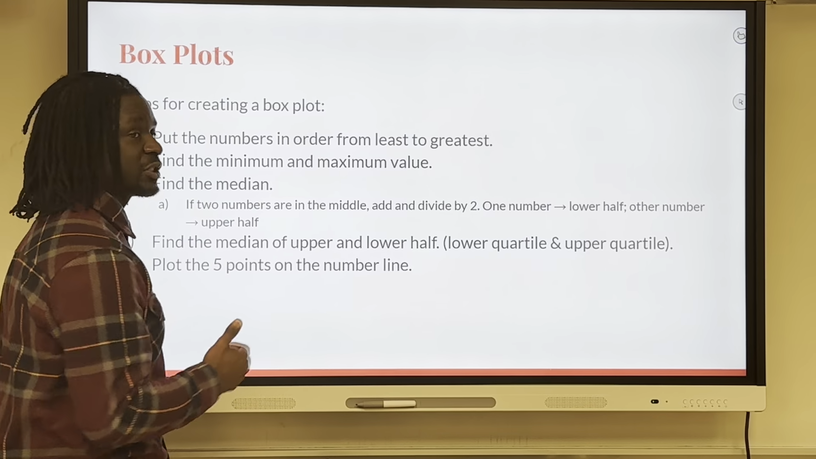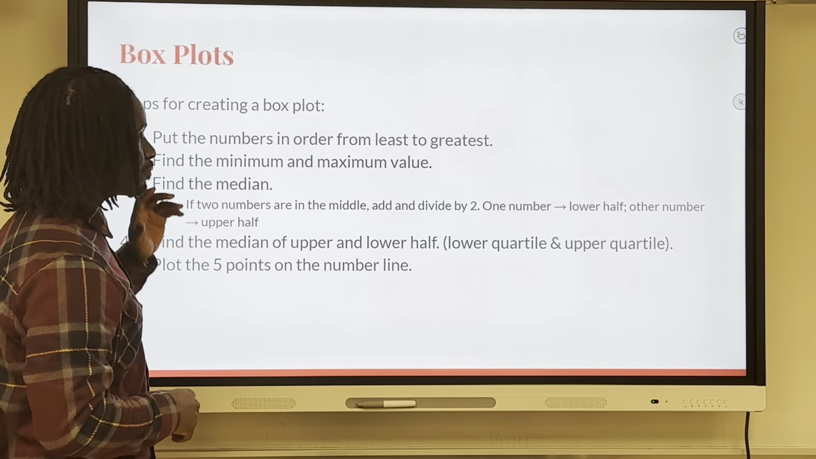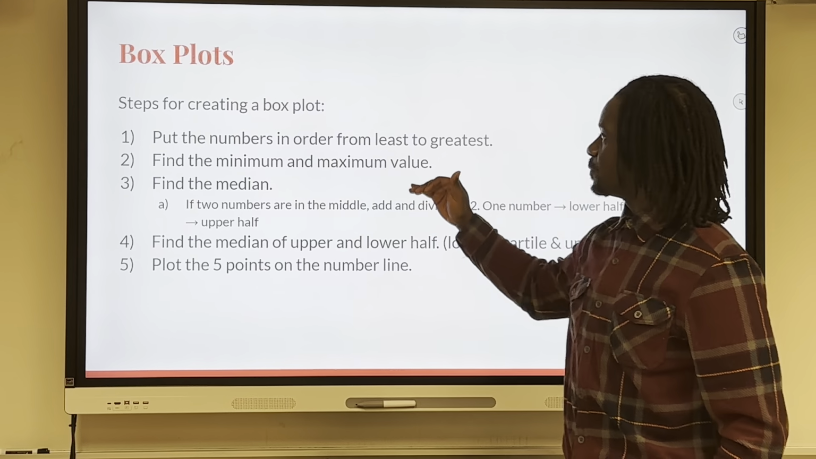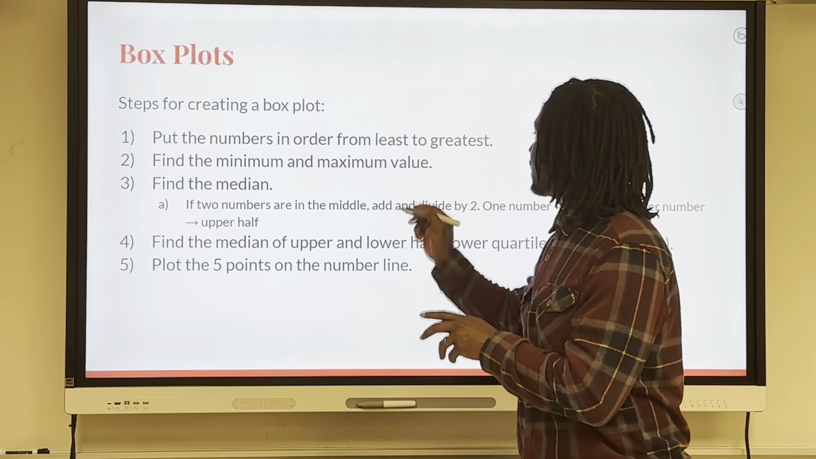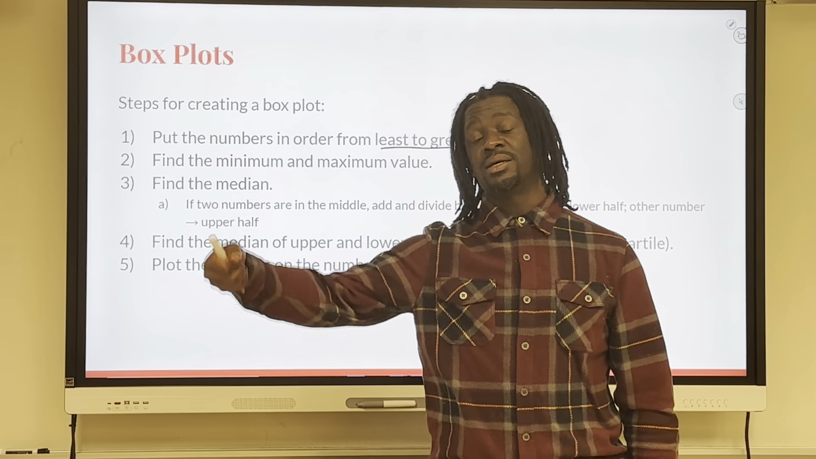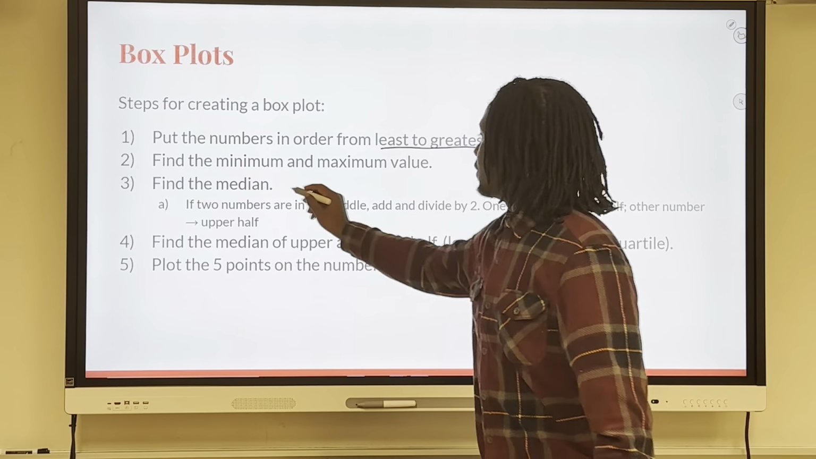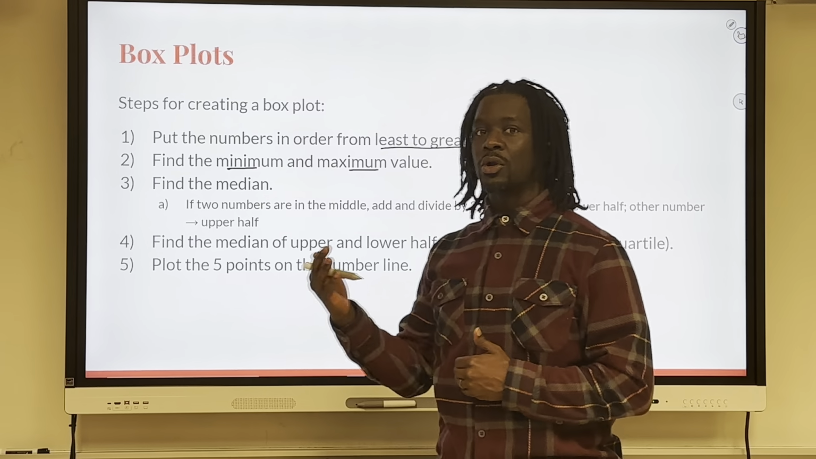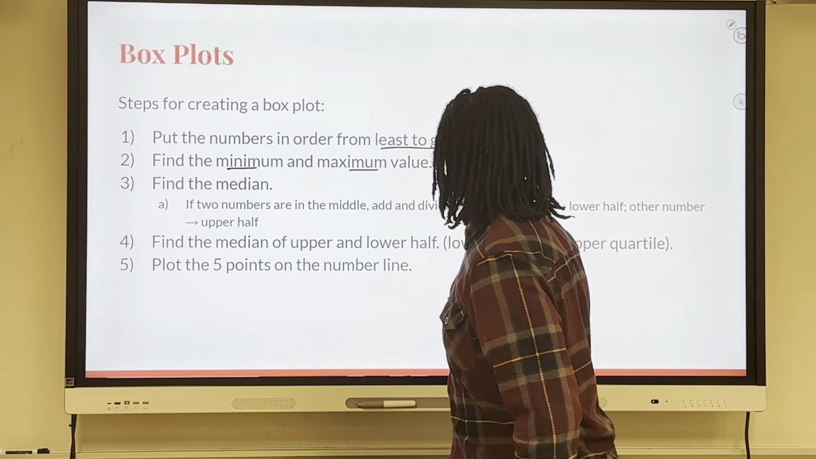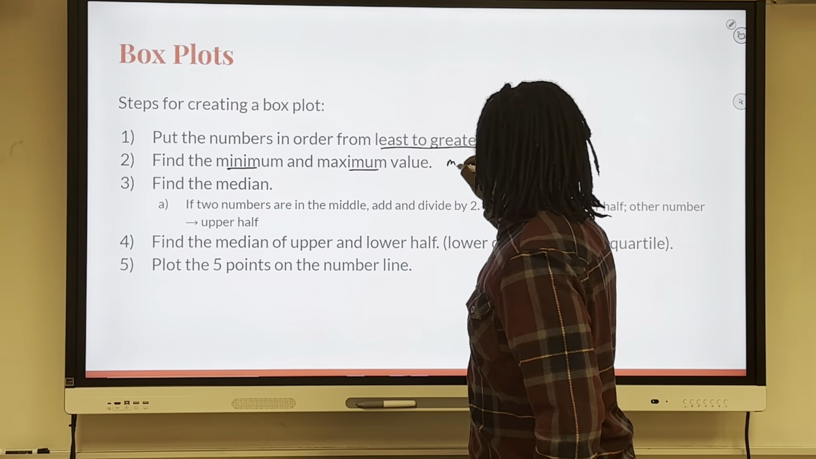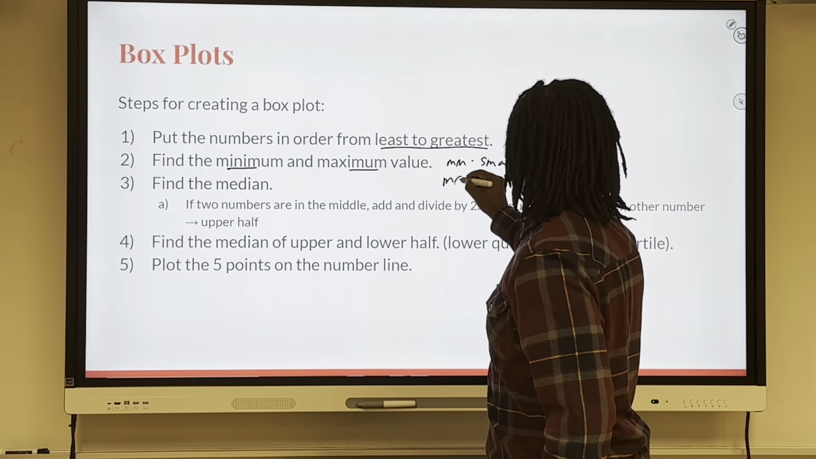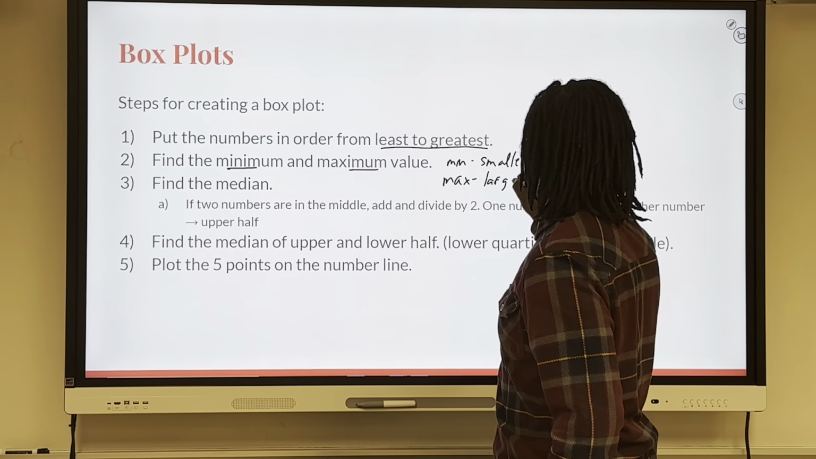For box plots, really quickly, these are the steps for creating a box plot. First, put the numbers in order from least to greatest. When you do that, now you're going to find the minimum value and the maximum value, in other words the lower and upper extremes. The minimum is the smallest number, and the maximum is the largest.